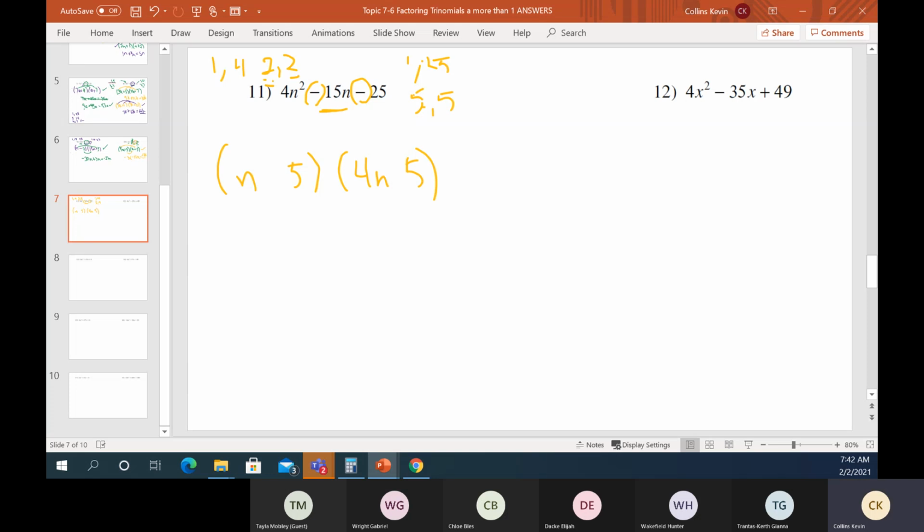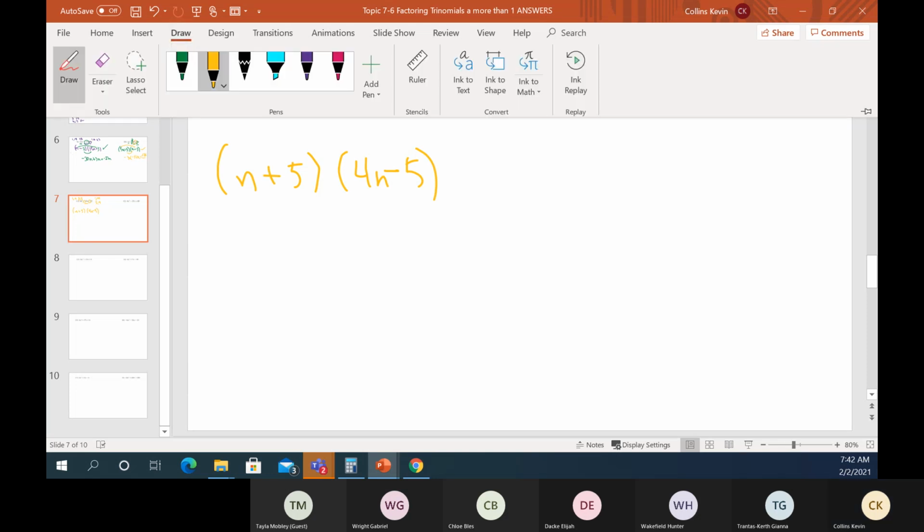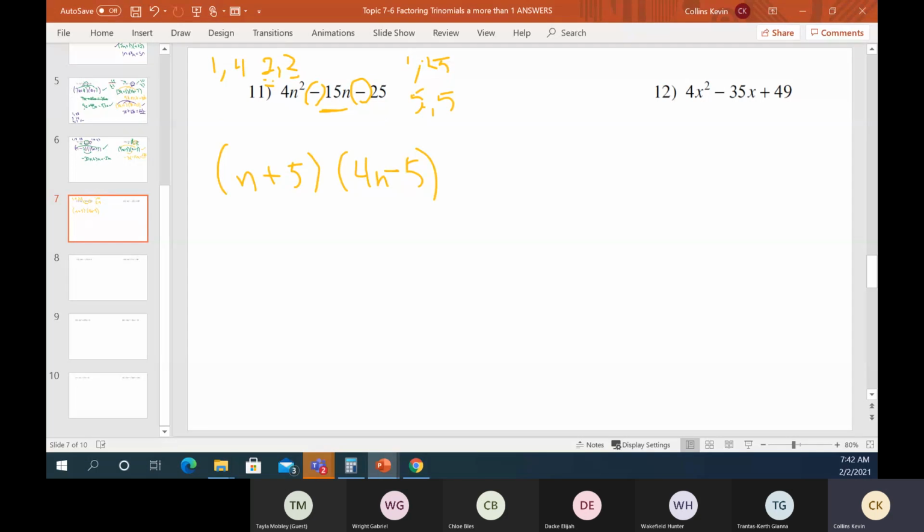In the second one? Okay. So if we put the minus here, and we'll put the plus here. All right, so let's see what happens. So I've got 5, positive 5 times 4, that's going to be positive 20n. Then here I've got n times a negative 5, so that's minus 5n. So 20 minus 5 is 15n.